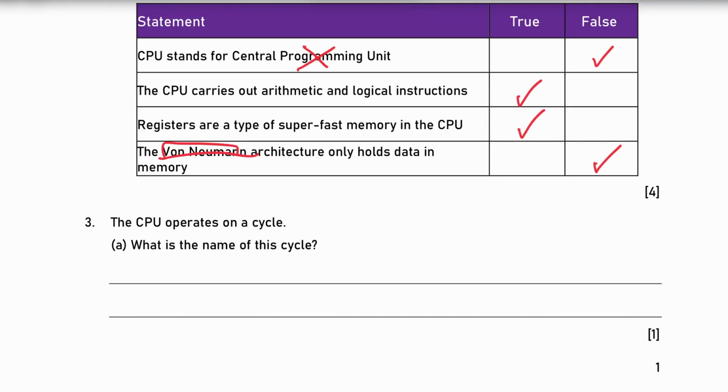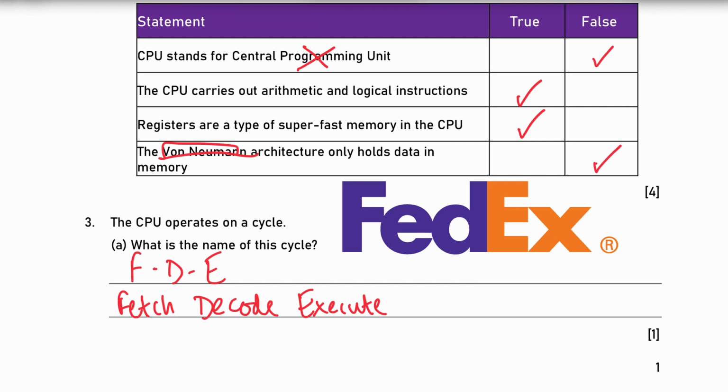Next, the CPU operates on a cycle. What is the name of this cycle? FDE, but please be careful and try to label this with the full name, which is fetch, decode, execute. Always think back to the company FedEx. The FedEx logo, as you can see, we can split it up into fetch, decode and execute.